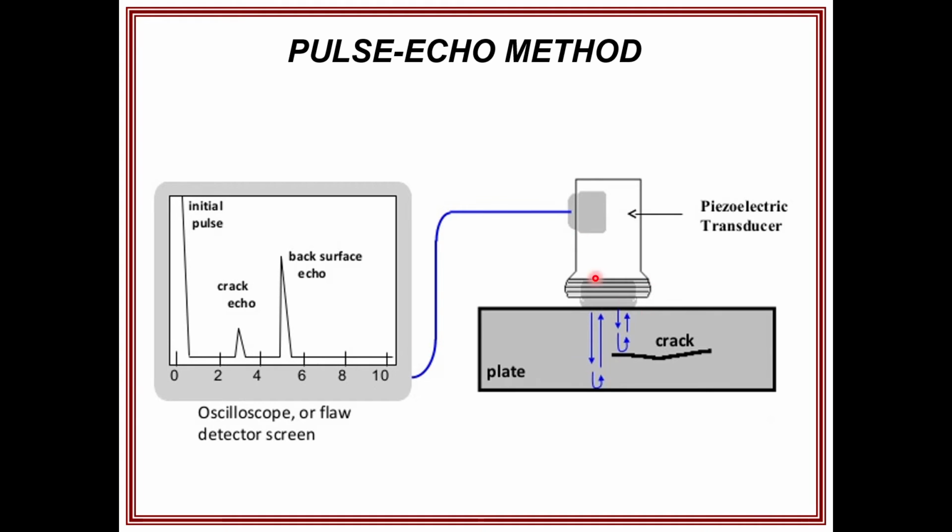So this is the setup for the ultrasonic testing method, which is also said to be the pulse echo method. By studying the echoes, we can identify the location of cracks or holes in the material. For that, I am taking a metallic plate or a test piece, on which I am using a piezoelectric transducer, from where the ultrasonic waves will generate. These ultrasonic waves will travel inside the material.